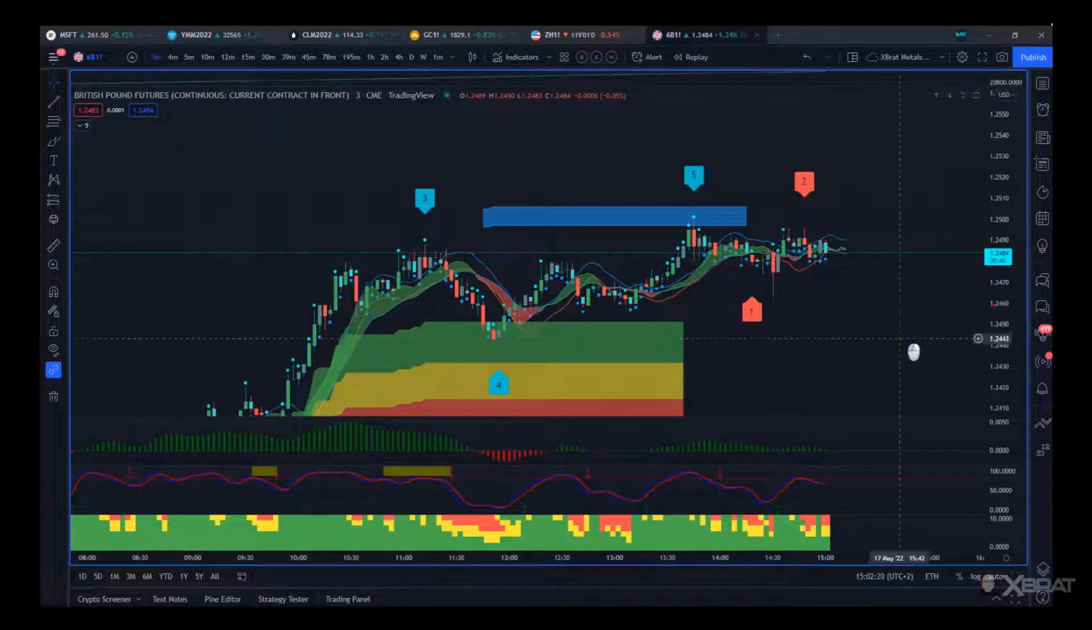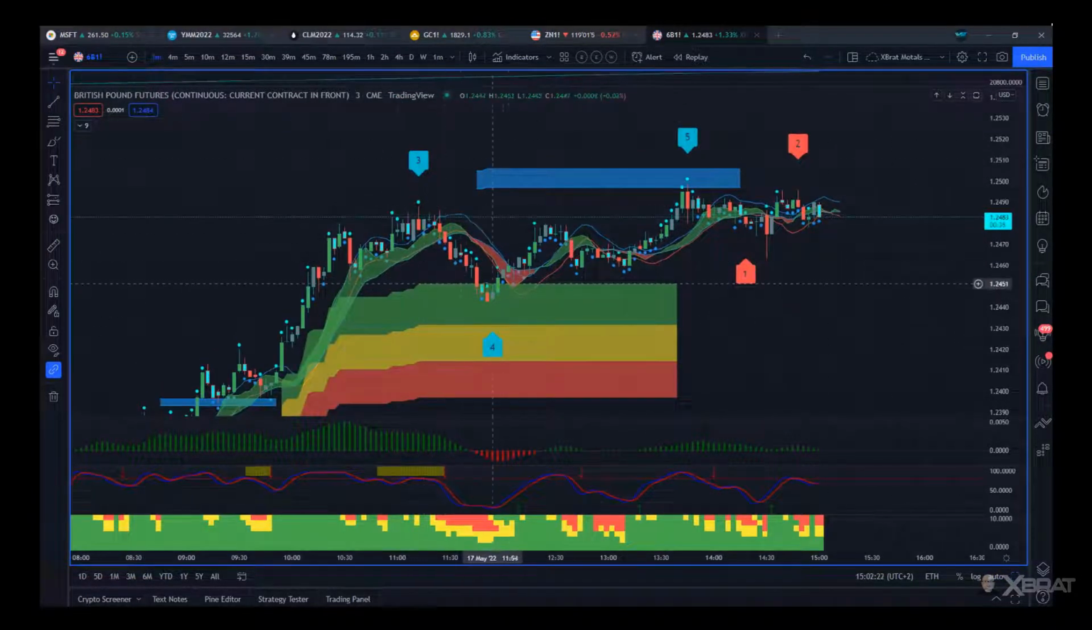So what we get is a wave 4 pullback, and it pulls back into what we call our probability pullback zones, green, amber, red. The green zone represents an 85% probability that it's going to go on and hit this automated 5th wave target zone, which it did. If it pulls back into the amber zone, 80, into the red, 75, any more, and we don't trade it.